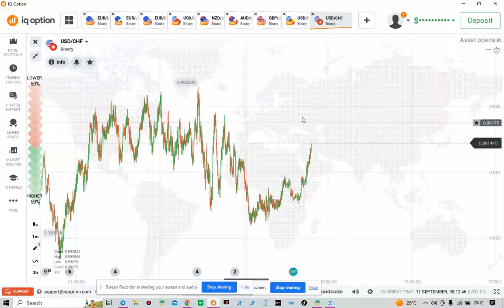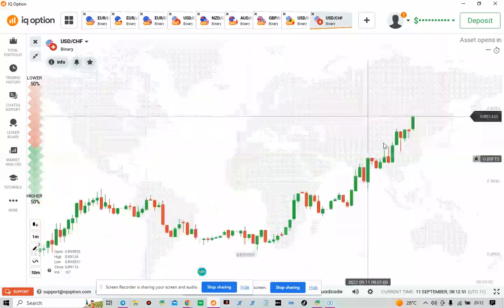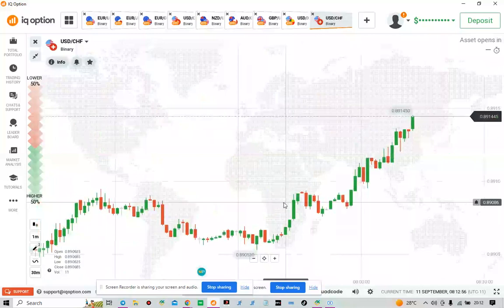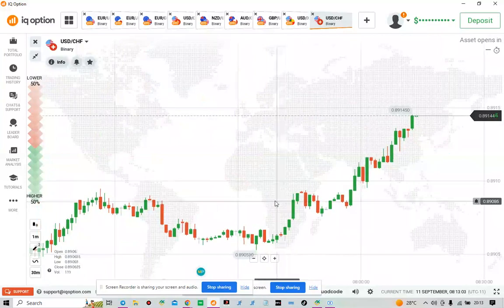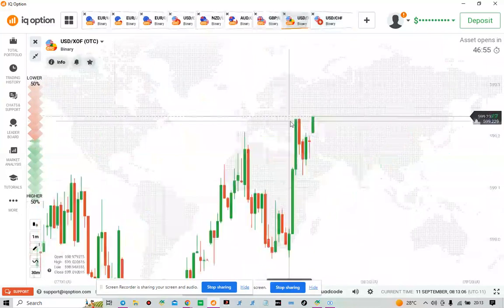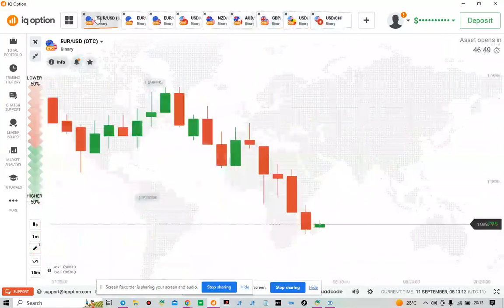You can see that there is a strong price movement to the upside. This movement occurs when a certain price action pattern occurs in the market. We have so many charts here. All you have to do is choose one that you can trade with. Okay, let's start from Euro USD.